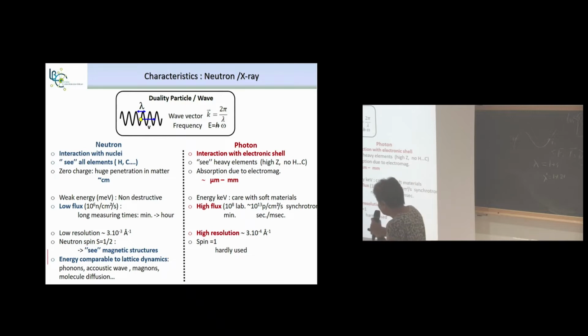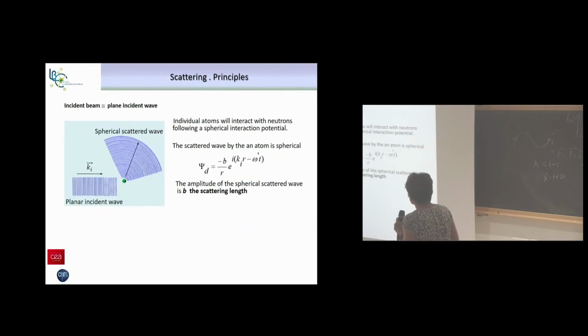Also, the energy of neutrons is comparable to the energy of materials. So with neutrons, we can see diffusion of molecules, movement of molecules, and Tom McLeish spoke about neutron spin echo and quasi-elastic neutron scattering. This is due to the fact that the energy involved in this diffusion movement is of the order of magnitude of the energy of neutrons that are sent to the sample.